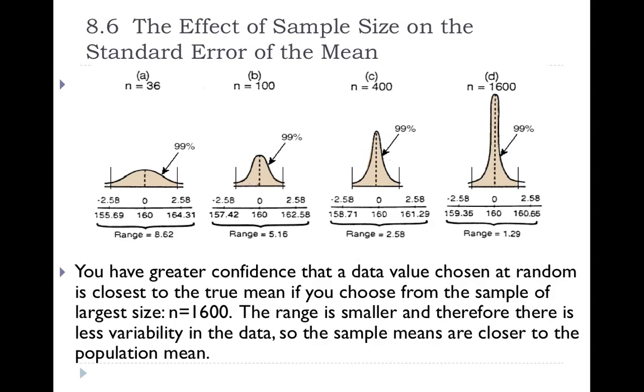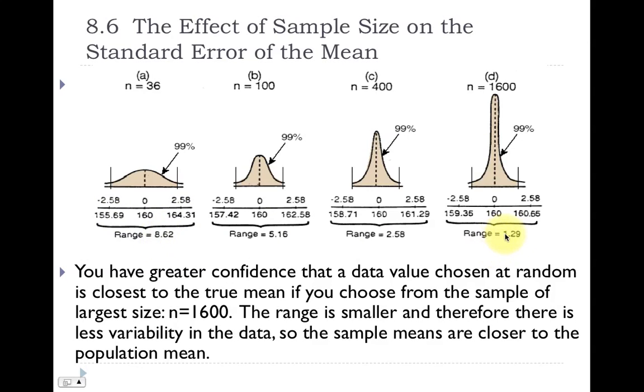So the sample means are closer to the population mean. And when I say the range is smaller, this is how we calculate the range. The center for each of these distributions is 160, but the standard error is different. If you subtract about 2.58 standard errors, it takes you to 155.69, and if you add 2.58 standard errors, it takes you to 164.31. When n is 1600, if you subtract 2.58 standard errors you have a low sample mean of 159.35, and when you add 2.58 standard errors you have a high sample mean of 160.65. So the range between low and high is 1.29 here, whereas the range between low and high is 8.62 here.